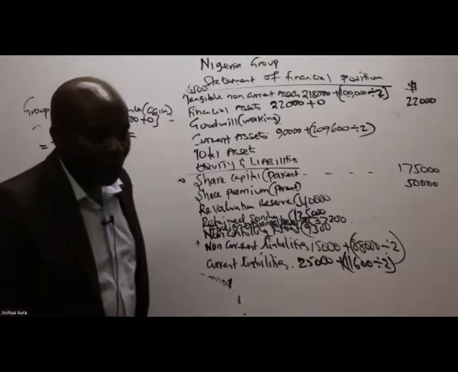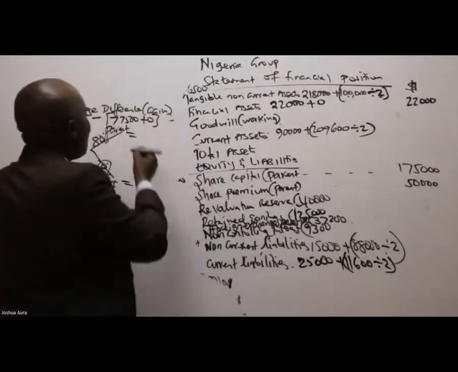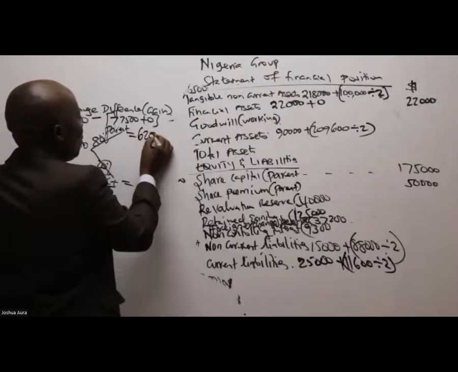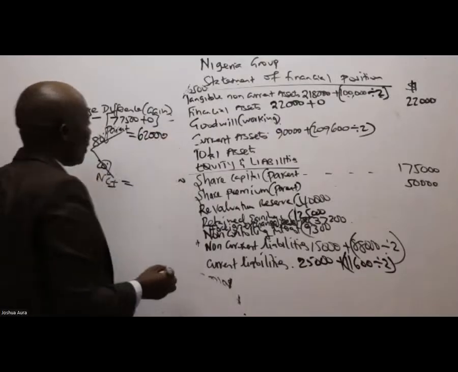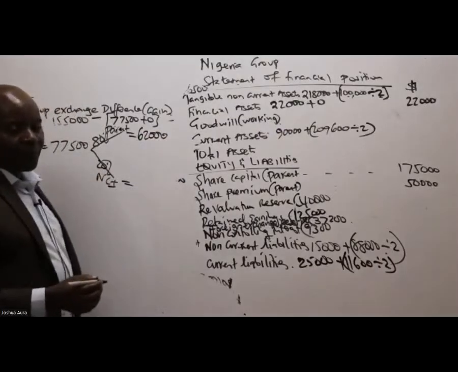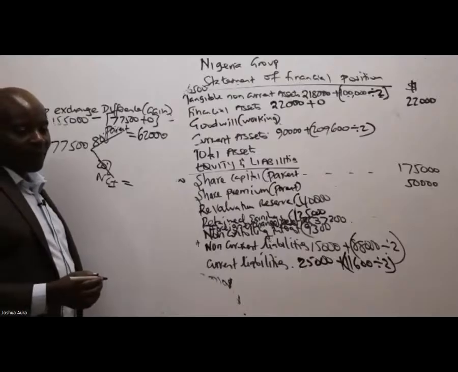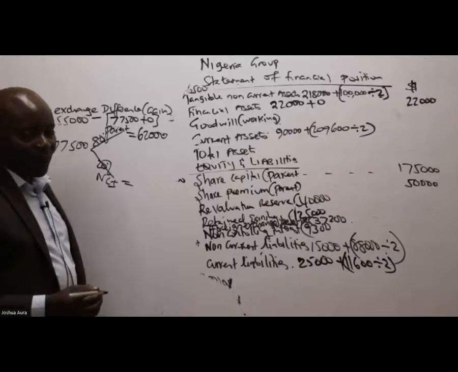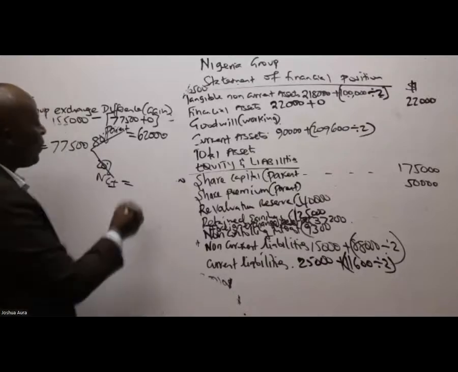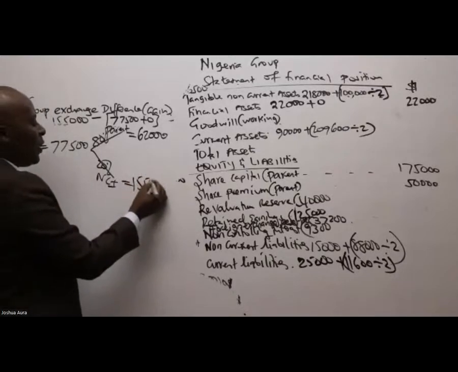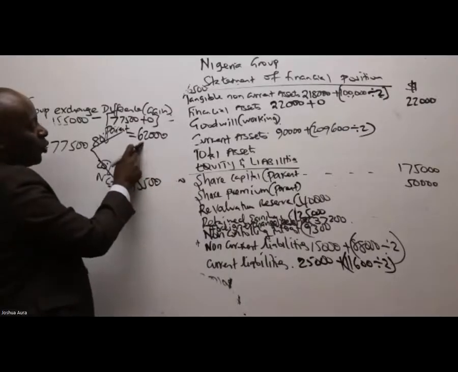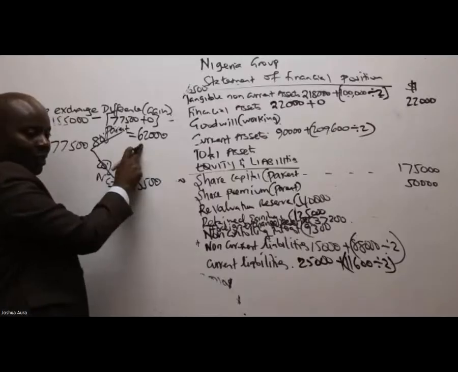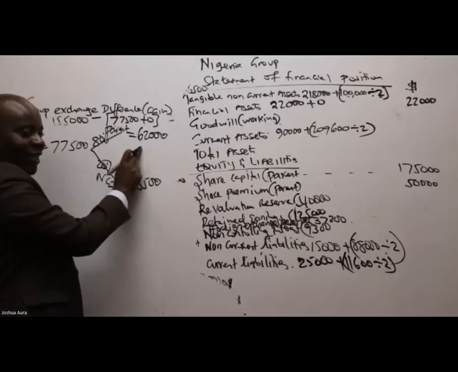So we have here Nimrod telling me that it should be 62,000 here. Thank you very much. How about NCI? NCI is 15,500. So remember, this will not go to the group retained earnings. This will go to the foreign currency reserve.